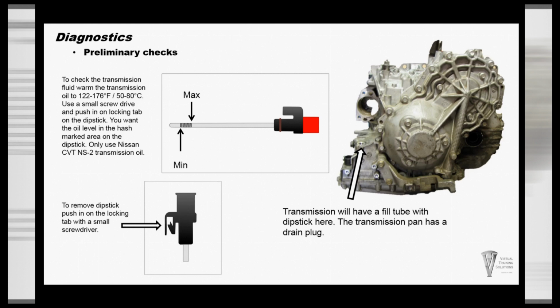You want to use Nissan CVT NS-2 transmission fluid. The dipstick tube is going to be up here in the front. Here's the hole that the tube goes into. So the stick's going to be in this area right here.